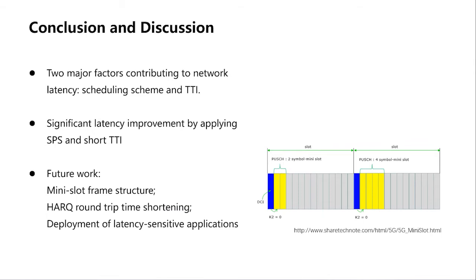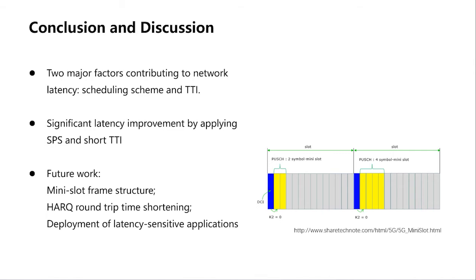So in our work, we analyzed two major factors contributing to network latency in wireless systems: scheduling scheme and TTI. And we implemented semi-persistent scheduling and short TTI schemes on a software-defined radio platform and verified the performance. The experimental results show a notable improvement, and network latency can be reduced significantly compared with the baseline LTE system, making it feasible to deploy latency-sensitive applications.